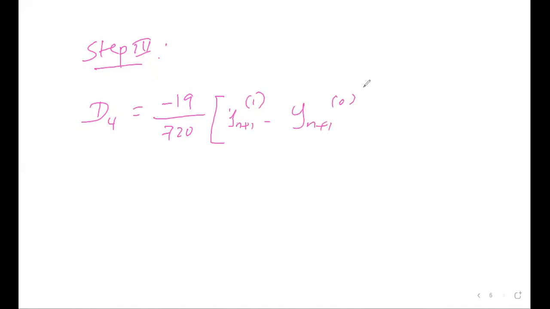Step number 3: d4, that is d(n+1), which is equal to minus 19 over 720 times y(n+1) of 1 minus y(n+1) of 0. So there may be a small difference, 19 over 720. Put your values and find the answer. Maybe a very small answer, 10 to the power of minus something.